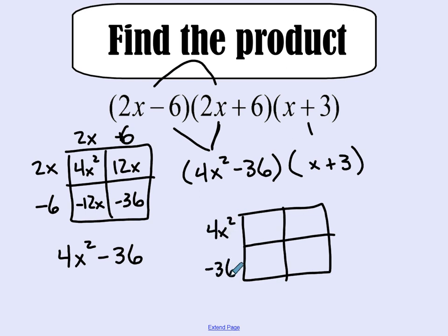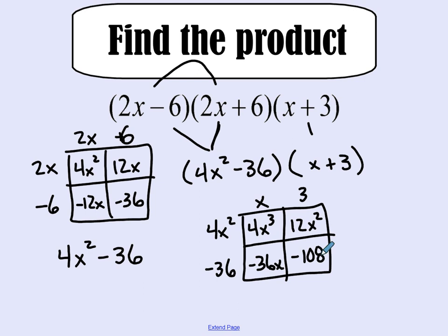X, 3. So 4x squared times x is going to be 4x to the third. I'll have negative 36x. I'll have 12x squared. 3 times negative 36 is going to be negative 108. If you didn't know that, just use a calculator. I combine any like terms that I have.